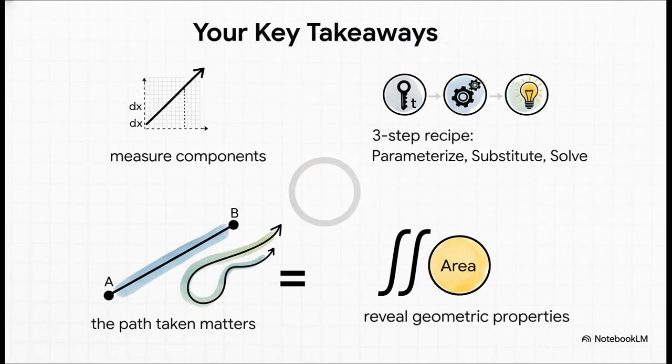So what are the big takeaways here? First, remember that these dx, dy integrals are all about measuring components, just the horizontal part or just the vertical part. Second, that 3-step recipe, parameterize, substitute, solve, is your universal key. It works every time. Third, and this is so important, the path you take matters. As we saw, different paths between the same 2 points can give you wildly different answers. And finally, sometimes these abstract calculations hide these amazing geometric secrets, like the area of a shape.